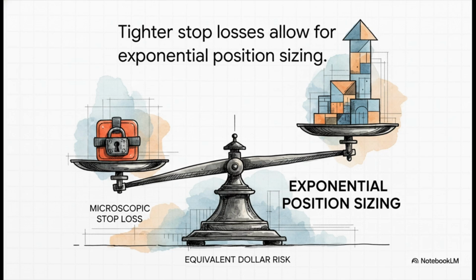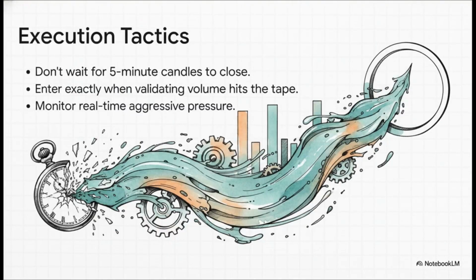Your risk box shrinks dramatically, and when your stop loss shrinks from, say, 10 points down to 2 points, you can exponentially increase your position size while keeping your actual dollar risk exactly identical. Guys, that is the real secret to scaling up safely. But execution requires a serious mindset shift.